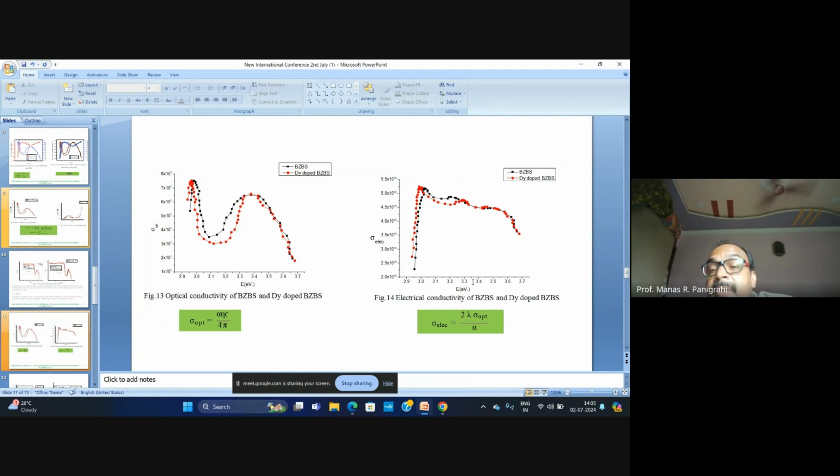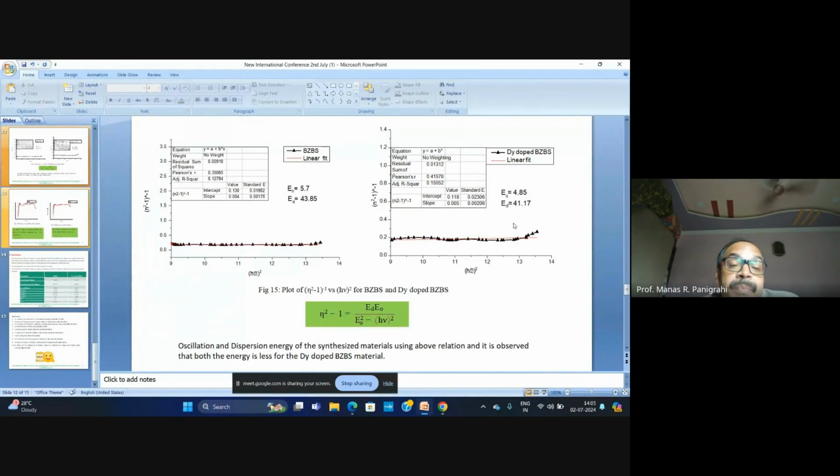Similarly, here, if you see at 3.4, the electrical conductivity is almost uniform here, but it is decreasing continuously. All these electrical and optical parameters are calculated based on the EBBS data. There is no other calculation. We are simply calculating from the spectroscopic data.